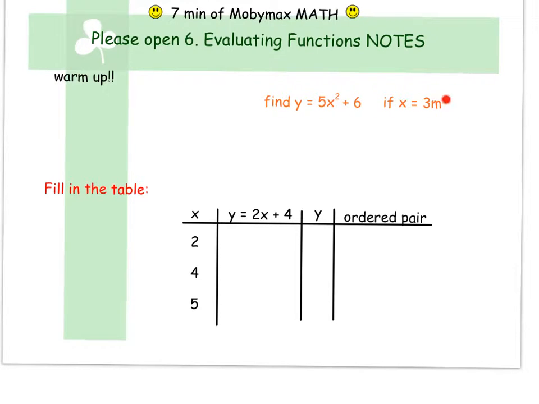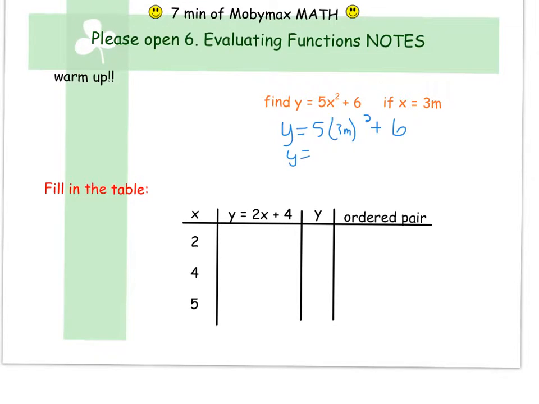So here we're actually going to plug in or substitute in a variable expression, very similar to what you were doing with solving systems when you solve by substitution. So here we're going to evaluate, so we want to find y when x is 3m. So we're just going to leave a space for whatever x is, and then come back and put what x is, 3m, and then simplify.